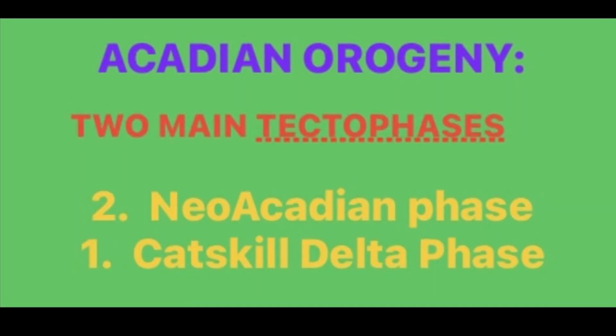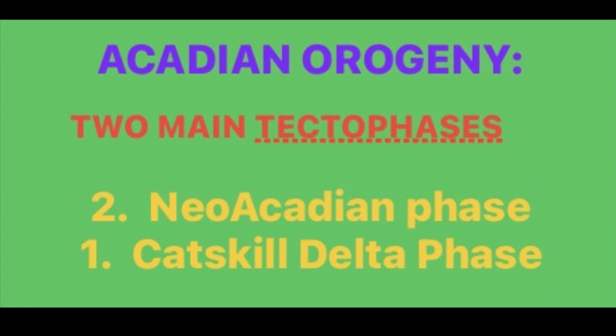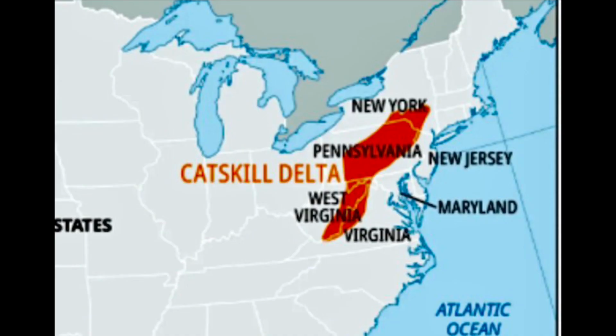The first and biggest of these tectophases is called the Catskill tectophase, and it created the massive Catskill Delta that was deposited on top of the much smaller Queenston Delta of Taconian.